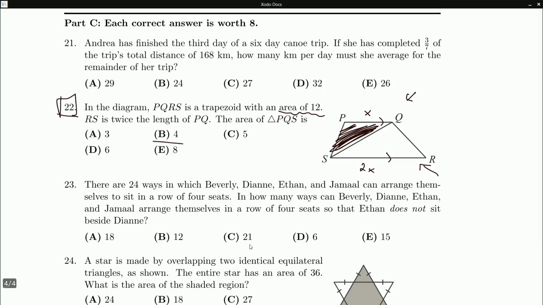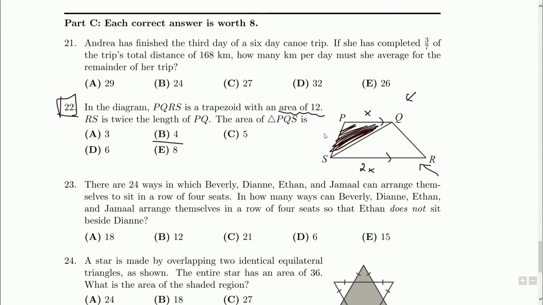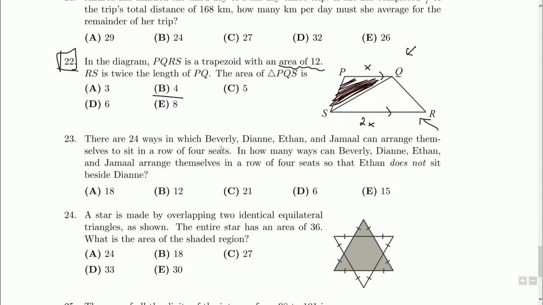A bit annoying that they didn't mention that. I really wish they had drawn the parallel lines there. But it wasn't that hard. I'm probably overthinking the question. There we go. So B, 4, is going to be our answer, and we'll move on to question number 23.